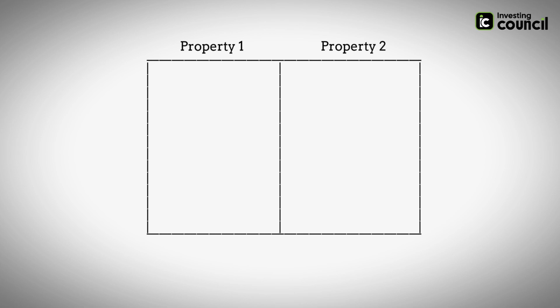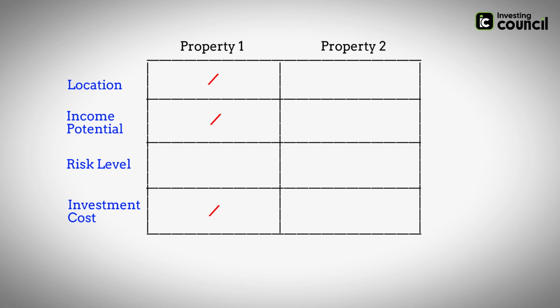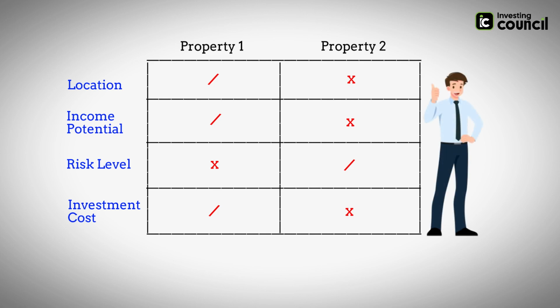List your potential properties and rate them against various criteria, such as location, income potential, risk level, and investment costs. This visual approach helps you compare options side by side and identify which property stands out as the best choice according to your investment criteria. Remember, no investment is without risk, but by making informed choices, you can significantly increase your chances of success.